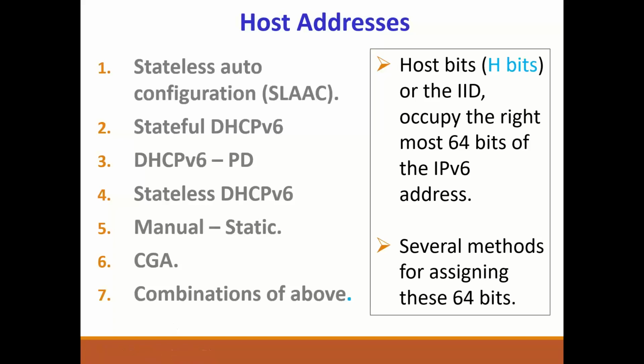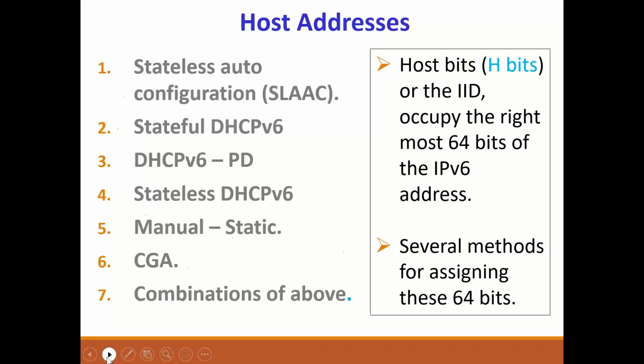And those are those final 64 bits on the right side of the IPv6 address, the H bits. So previous presentations have gone into different ways that we can do this. I'm just going to list them there. We have SLAAC, various forms of DHCP. We can do manual static, computer generated, and you can have combinations of the above. And I think we've seen that even in previous labs. So just know that there are several methods for assigning these, and you want to pick what makes sense for you.